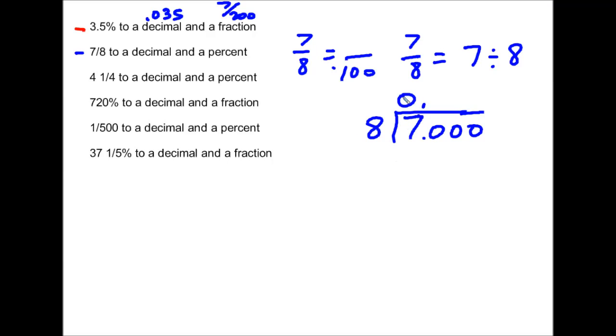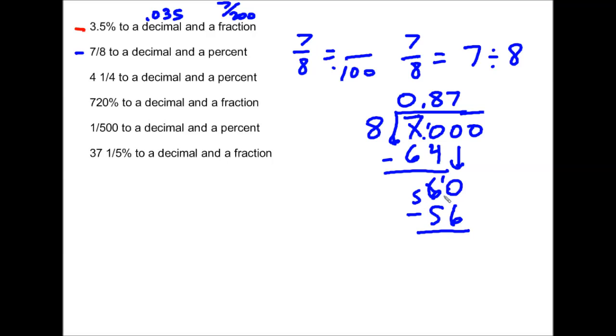8 goes into 7 0 times. It goes into 78 times. 8 times 8 is 64. If I subtract this, I get 6. I bring down the 0. And 8 goes into 67 times. 7 times 8 is 56. I subtract. I get 4. I bring down the 0. 8 goes into 40 exactly 5 times. So my decimal is 0.875.